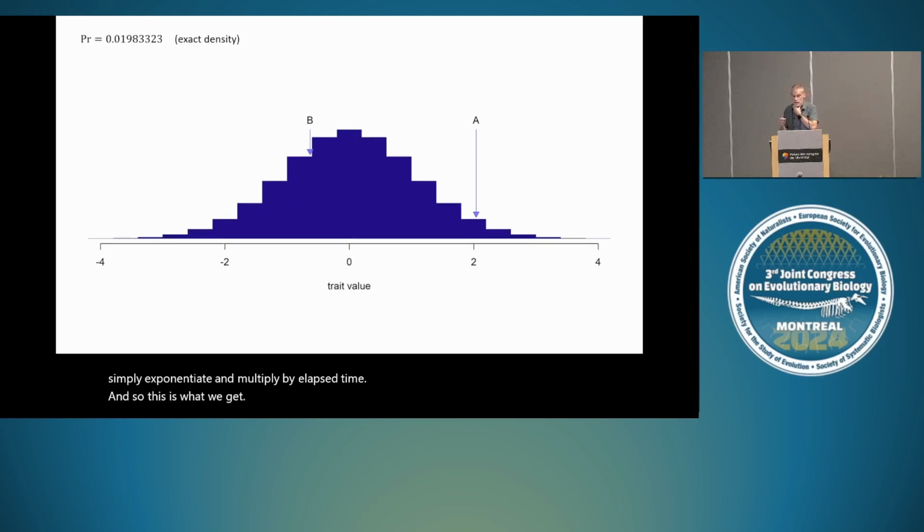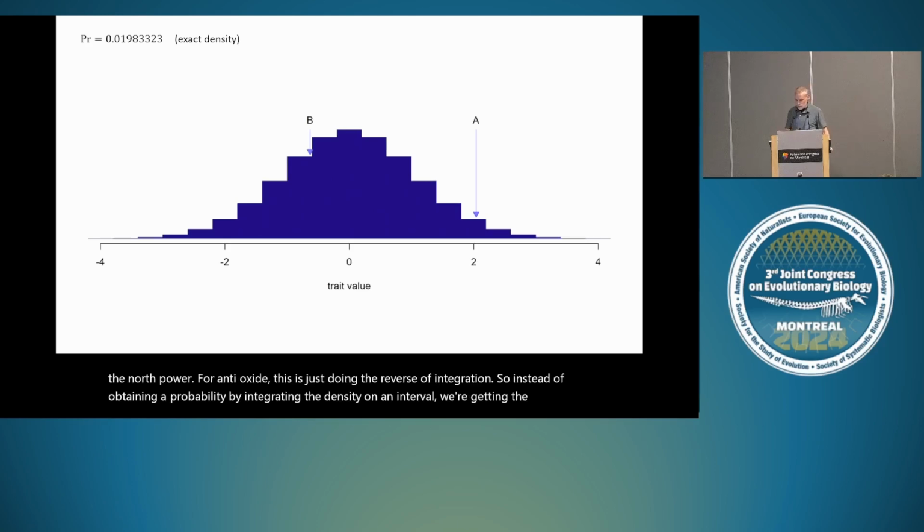To then compute the estimate of the probability density, we divide the product of the probabilities, because we have a probability distribution as opposed to a density, by the interval width. Divide the product of the probabilities by the interval width raised to the nth power for n taxa. This is just doing the reverse of integration. So instead of obtaining a probability by integrating the density on an interval, we're getting the density by dividing the probability by the interval width.